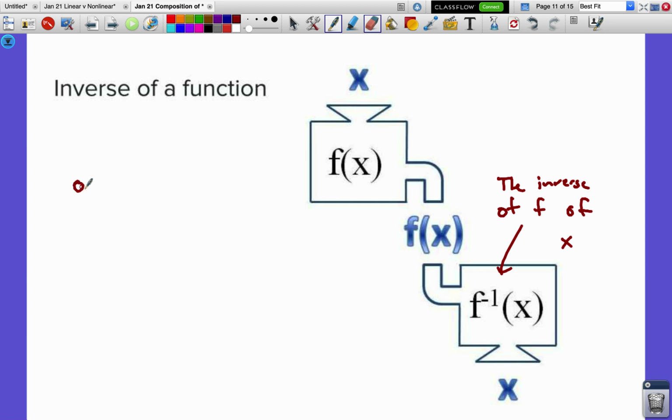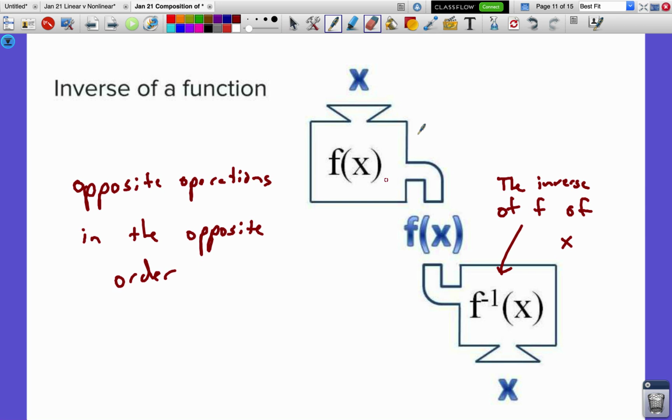So I'll write this down. It's opposite operations in the opposite order. And we can see if we start with some input x and we run it through f of x and then run the result through the inverse of f of x, we'll get a matching output.